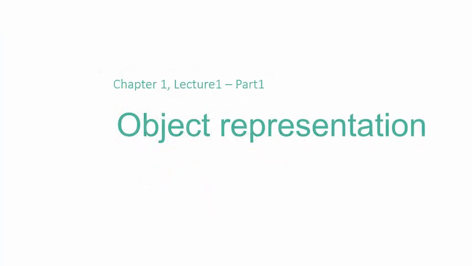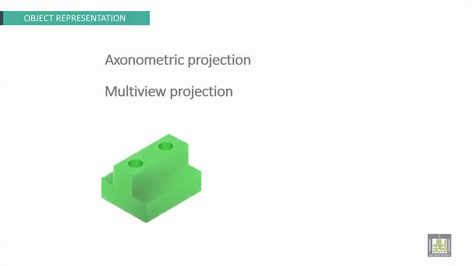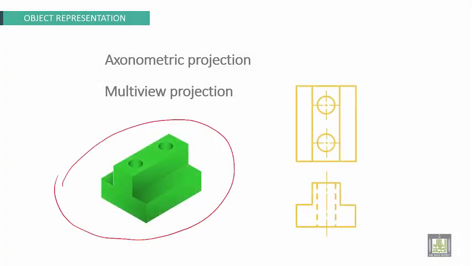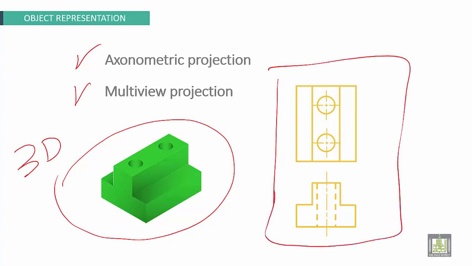Starting with object representation, any given object can be represented in two ways: axonometric projection, which is 3D representation, and multi-view projection, which is 2D representation.